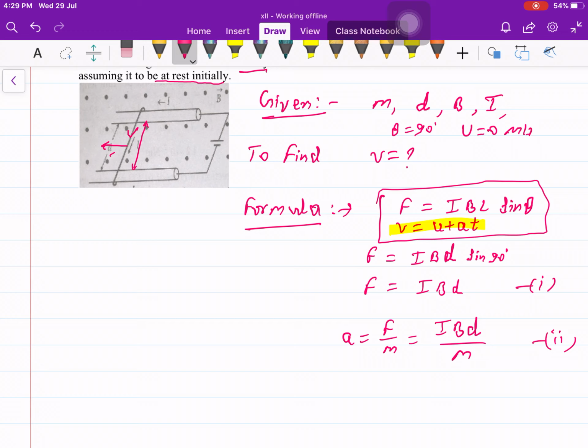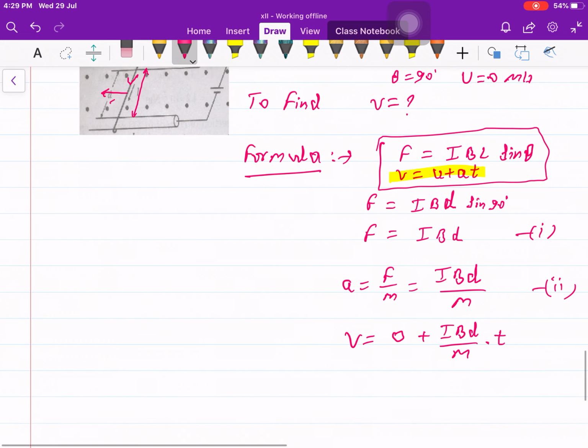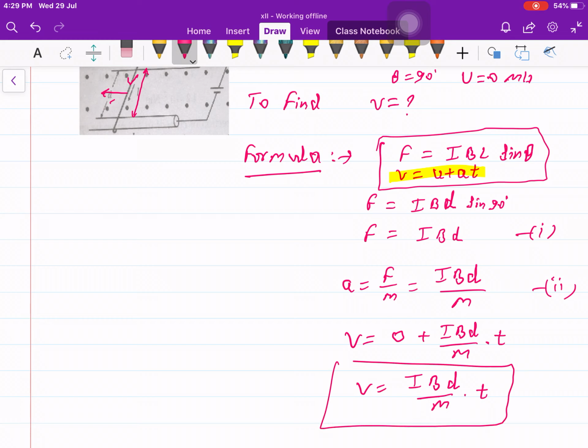So v is equal to u, given to us as 0, plus a, that is I B d upon m, into time t, because according to the question we have to find it as a function of time. So we got the answer: v is equal to I B d upon m into t. I is constant, B is constant, d is constant, m is constant. The more the time, the more the velocity. That's it for this question.